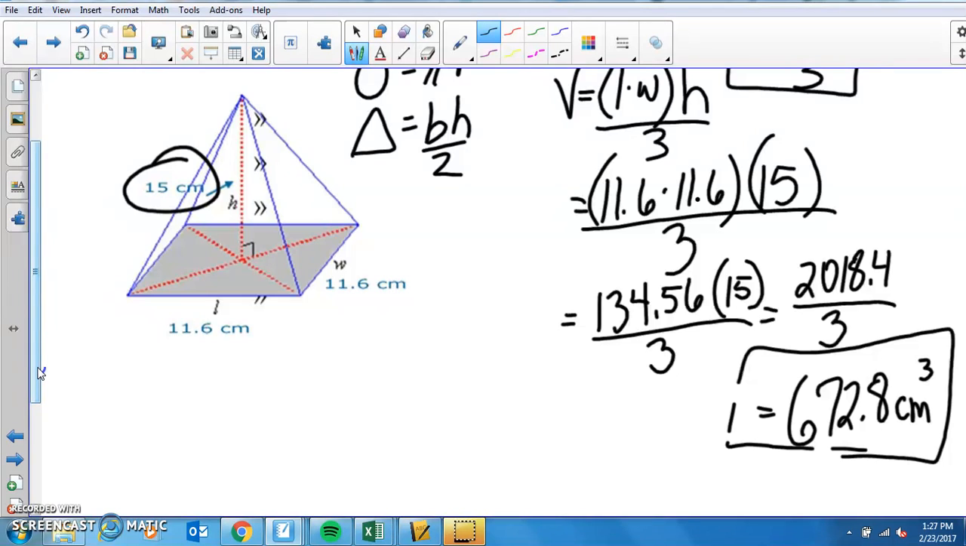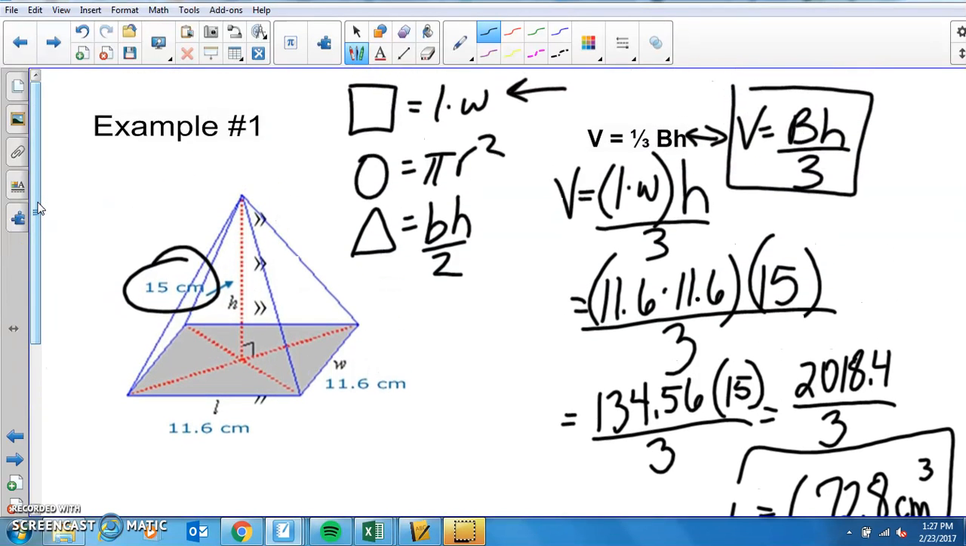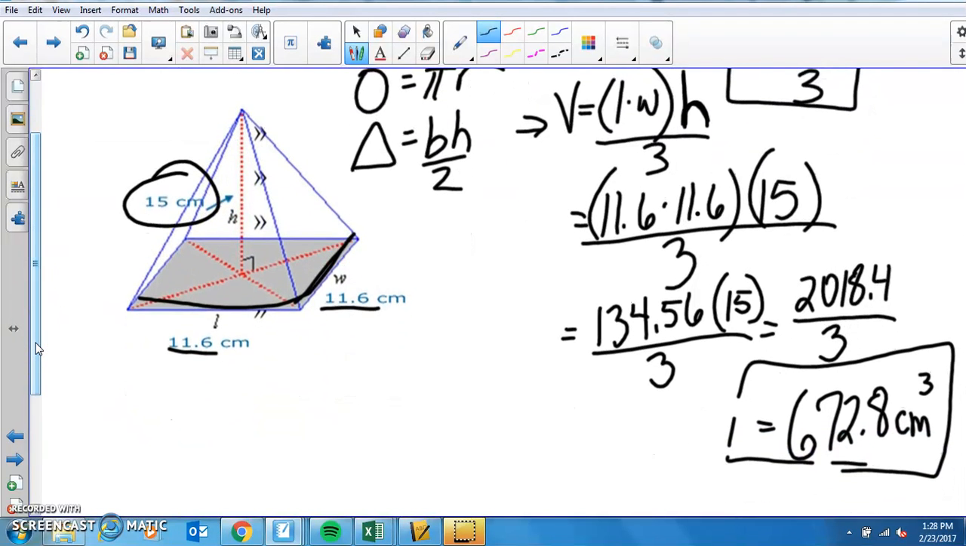So, let me go back through this. The uppercase B represents the base. The base here is a square because it's 11.6 by 11.6, so I substitute the formula for a square, length times width, which is what I did right here. Length times width gives you 11.6 times 11.6. Our lowercase h, in this case, is the height. It's 15, so I substituted 15, and then divided it by 3, which when we do the multiplication and division gives you 672.8 centimeters cubed.